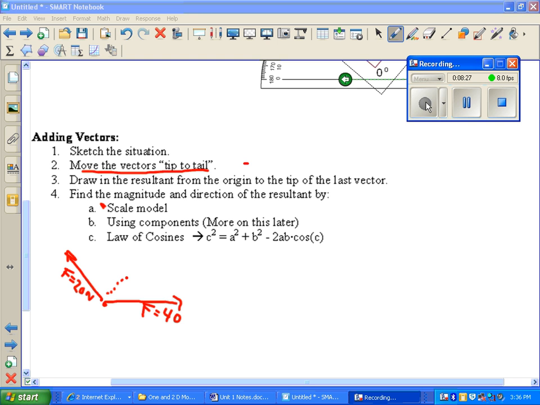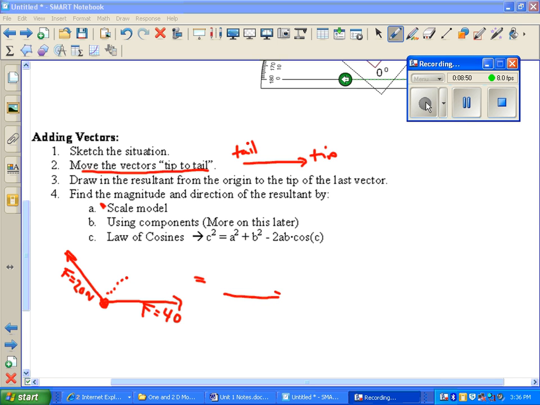Okay, if I look at a vector, this is the tip, this is the tail. Now when I look at the object and the vectors pulling on it, the two tails are touching each other. And I have to move them so that they are tip to tail. So I have to move one of the two vectors. I could pick either one. I'm going to pick the 20. I'm going to move the 20 so that its tail is at the tip of the 40.